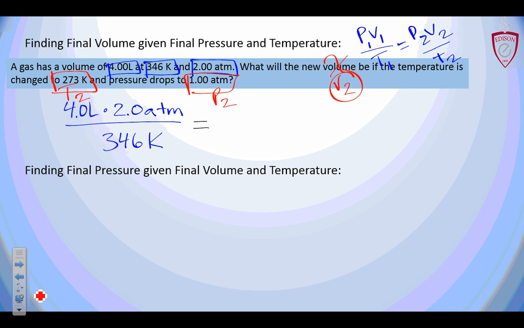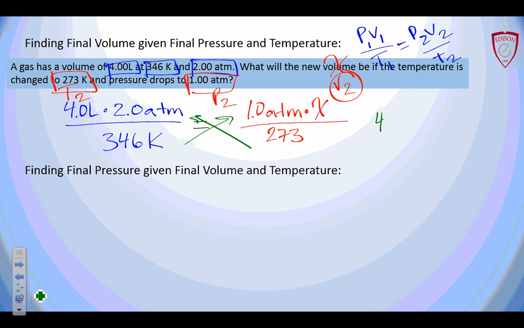So now let's plug them in. P2, 1.0 atmosphere times V2, which is X in my scenario. That's how I do my math. I always change my variable to X because that's familiar to me. And then temperature 273. So if you do the magical, mysterious, wonderful cross multiplication here, you get this. Remember, cross multiply. Get the new equality.